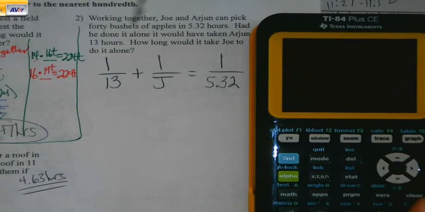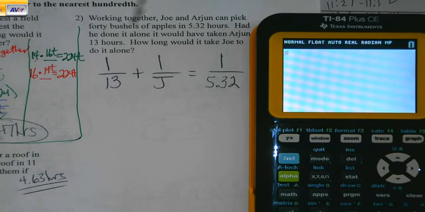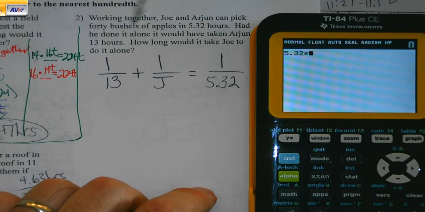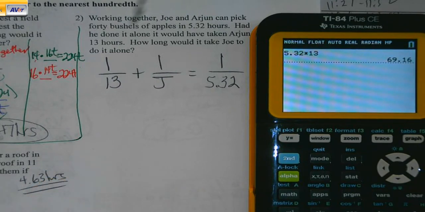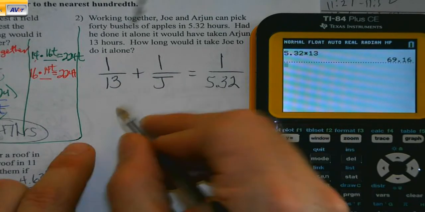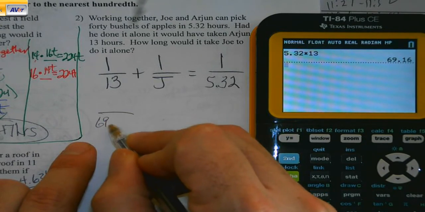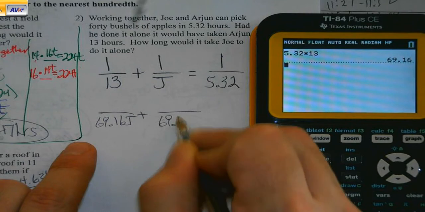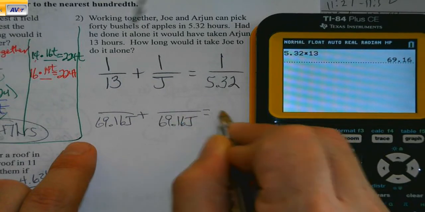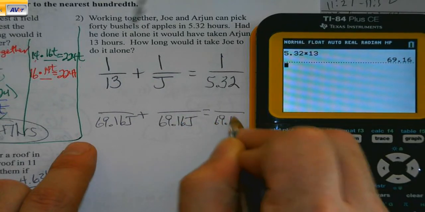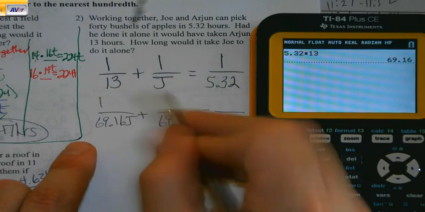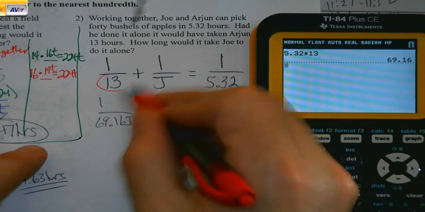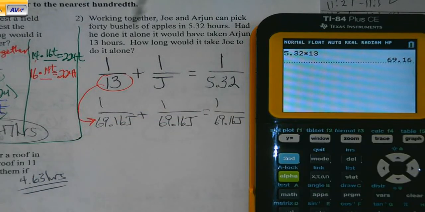So, when I get to that part, I'm going to go ahead. Let me try and tune this down a little bit. I'm going to multiply my 5.32 times 13. So I end up with a common denominator of 69.16J. And similar to what we've done on the other fractions before, we're going to go old to new.